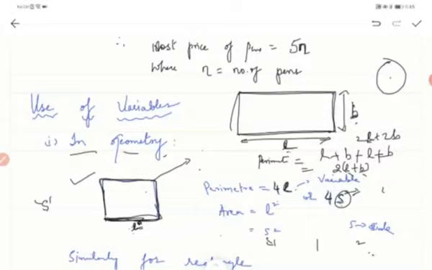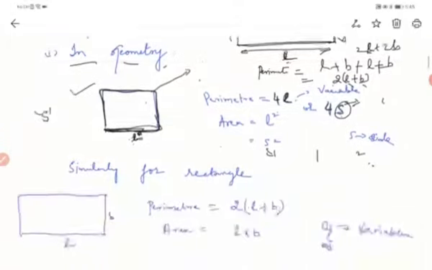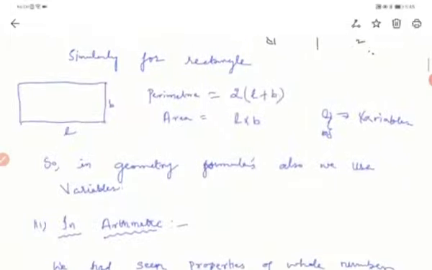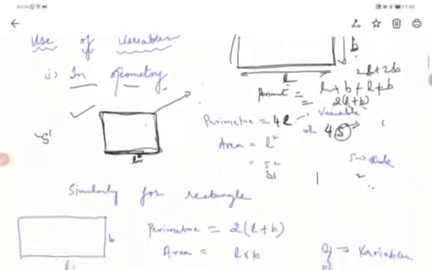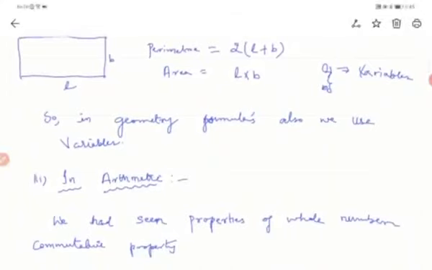Okay, now the next thing is where you use it. This was in geometry, and the second is in arithmetic. See, in the previous classes I remember I have used the variable x many times for the unknown, right?